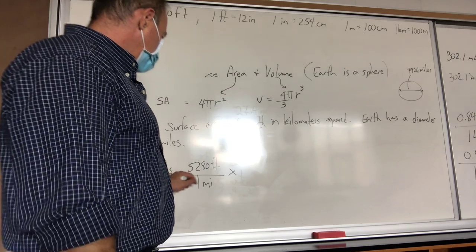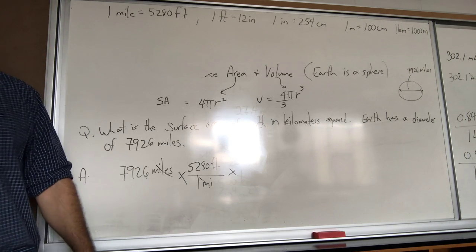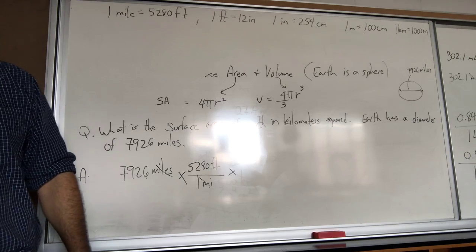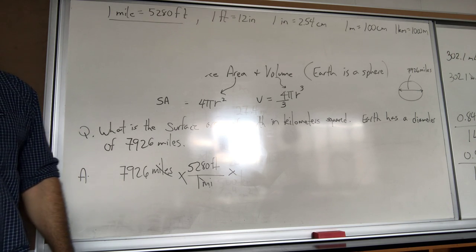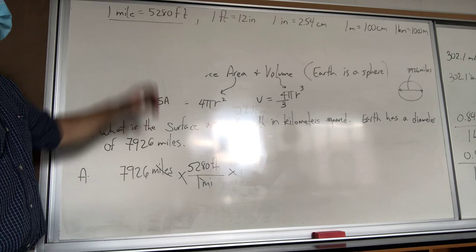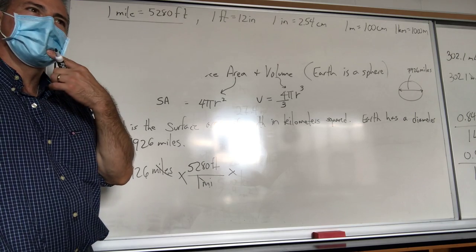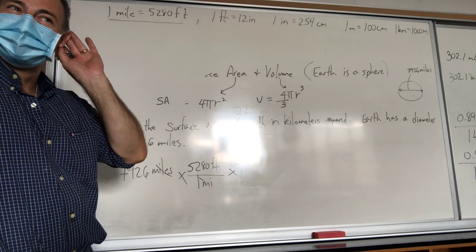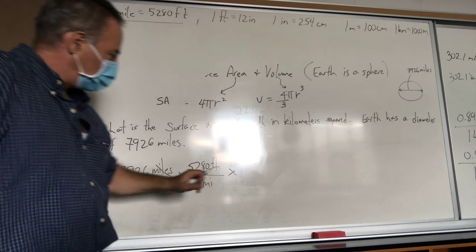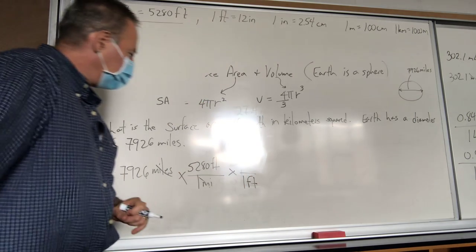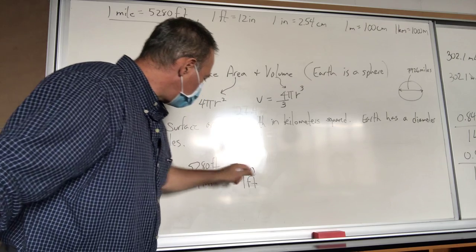So after we get rid of miles, what's the next logical step? What are we trying to get rid of next? Feet. You see anything with feet in there? We've already used this one, so we don't use that one anymore. So, you see any other conversion factor with feet in it? Yeah, feet going to inches. Okay, how are we gonna set that up? What do I do now? We're trying to get rid of feet. Good, yeah. 1 foot in the denominator. And what do we put on top? 12 inches. Okay, good. That gets rid of feet.